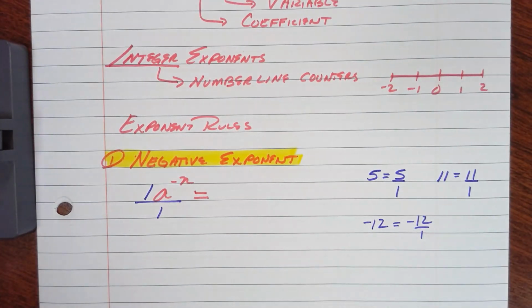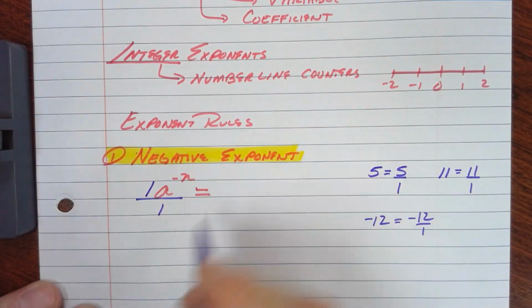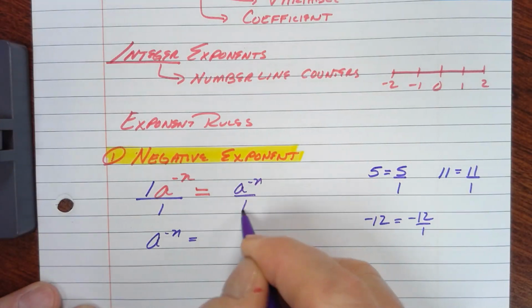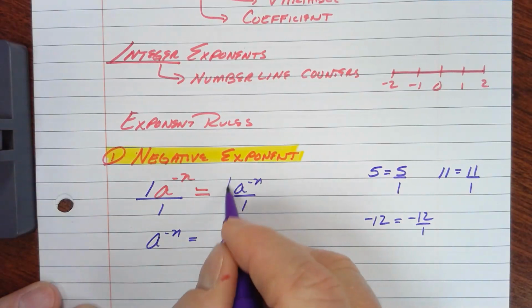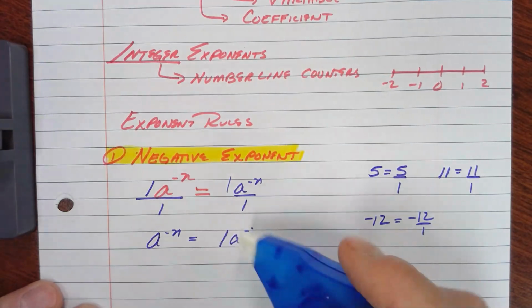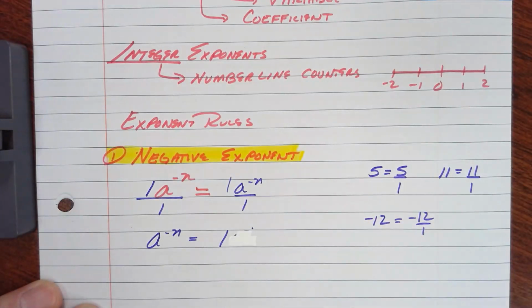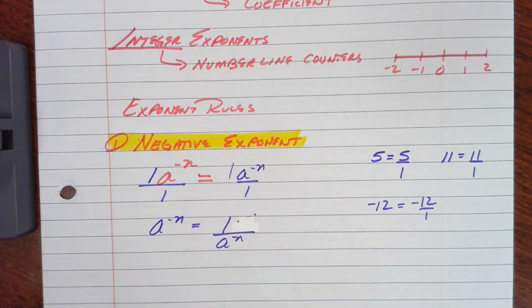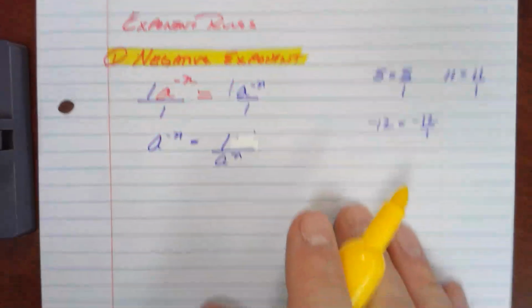So, what is the rule? Well, the rule is this. a to the negative n is equal to 1 over a to the positive n. This is the rule. Now, what does that mean? What is the definition of all that?